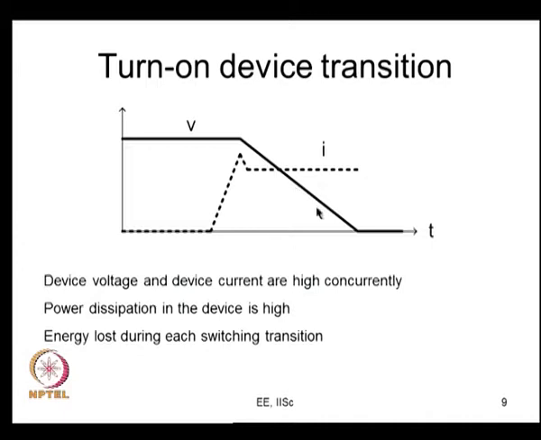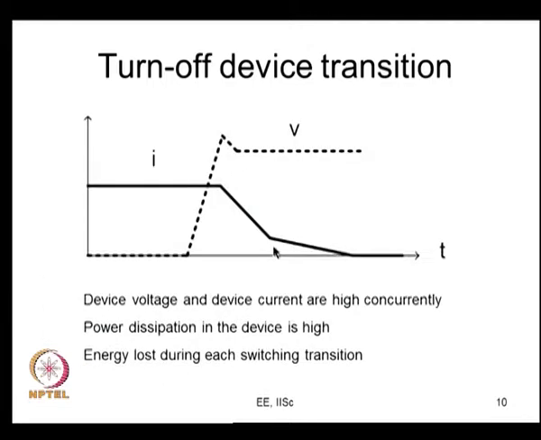You can see that the voltage takes so long to fall and the current takes so long to build up. The trouble is the current builds up faster and ahead of the voltage falling, and therefore both voltage and current are high concurrently during this interval, and there is a significant amount of power dissipation. It could be as high as the rated voltage multiplied by the rated current. There is instantaneous dissipation, and you need to integrate this dissipation over the switching interval, and that will give you the energy lost in this transition.